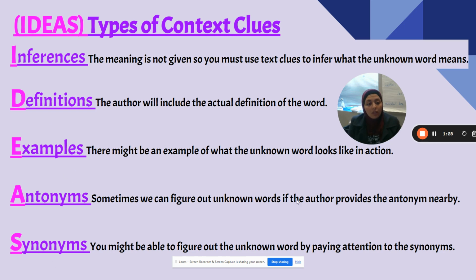Examples, which is a really good way to put those new vocab words into context and action. So pay attention to those examples that come around that new word that you're not familiar with. Antonyms, which is something that writers also do in order to help you figure out unknown words. And synonyms. So when you see a lot of synonyms around the word, more than likely that word is just meaning something similar to those words. All right, so let's not forget this. IDEAS are the 5 different types of context clues that we'll be talking about today.